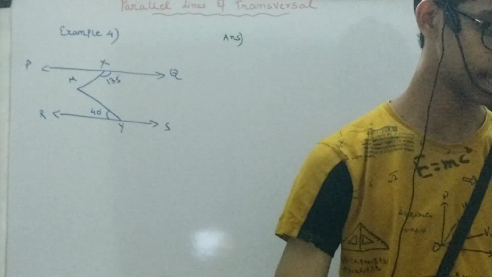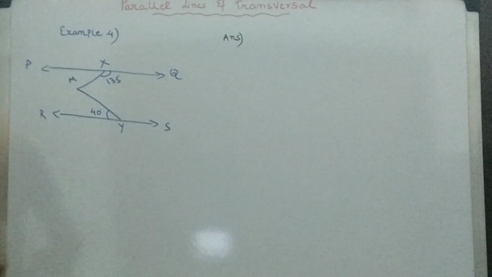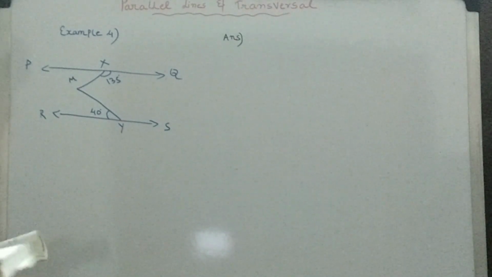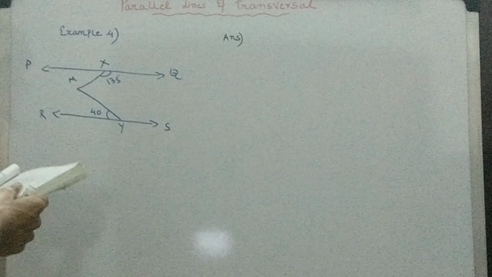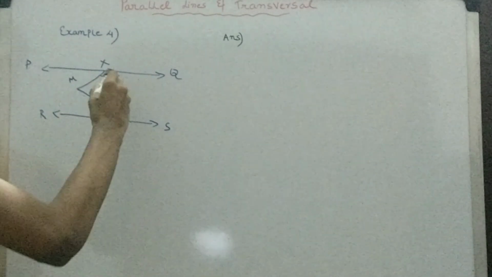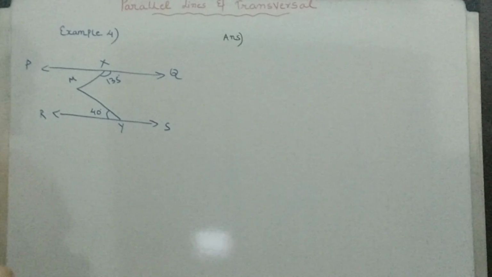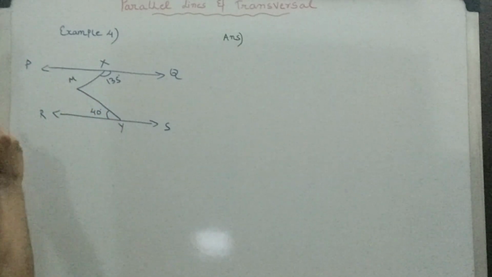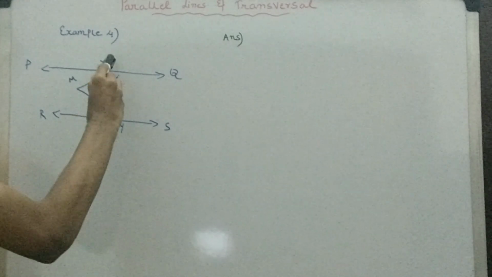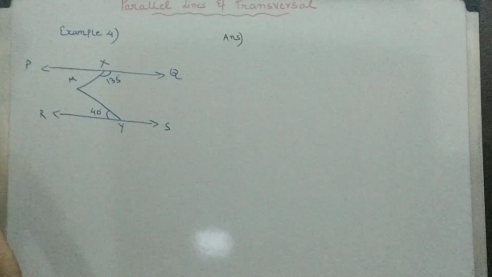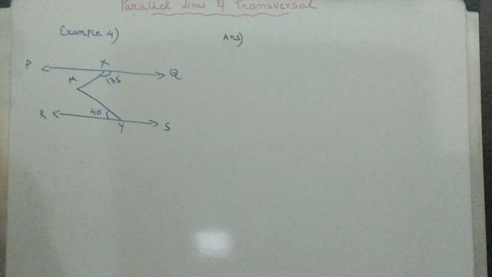So now let us see our example number 4. The question is, in figure 6.24, if PQ is parallel to RS and angle MXQ is equal to 135 degrees and angle MYR is equal to 40 degrees, find the value of angle XMY. We have to find the value of this full angle. So let's do the question.